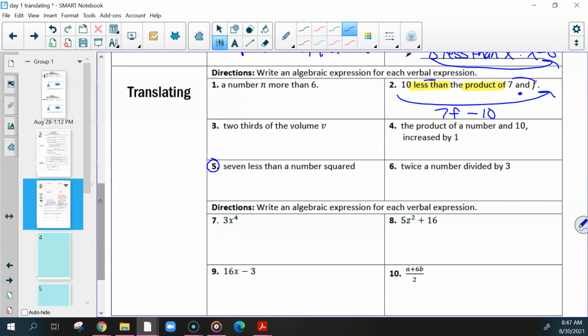Seven less than a number squared. What is it telling us to do? Avina? From what word? Again, yes, we're going to move that 7 at the end. And then, is there anything else it's telling us to do?